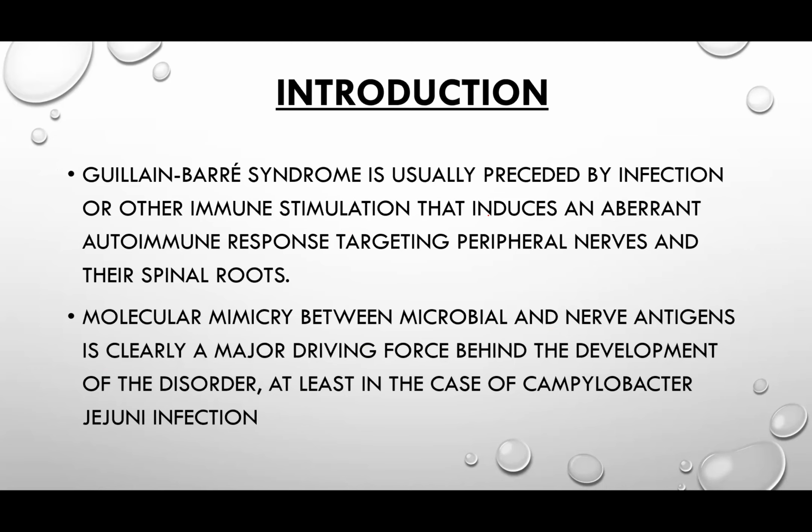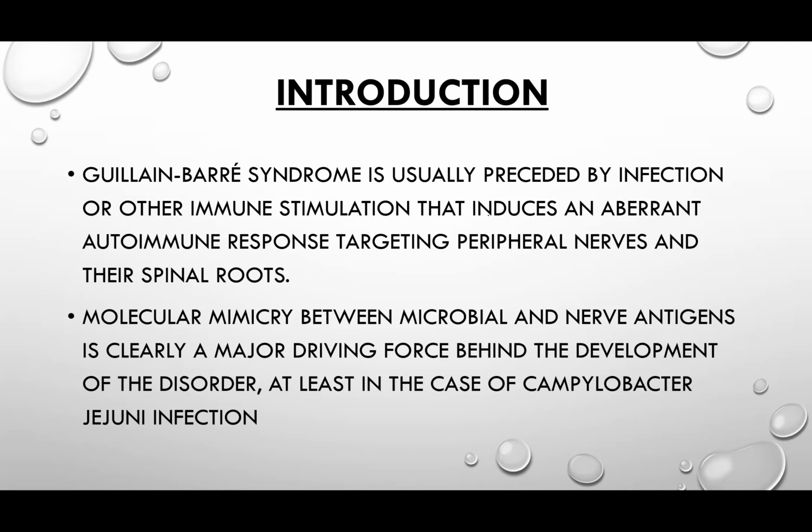Coming to the introduction, Guillain-Barré syndrome is usually preceded by infection or other immune stimulation that induces an aberrant autoimmune response targeting peripheral nerves and their spinal roots. Molecular mimicry between microbial and nerve antigens is clearly a major driving force behind the development of this disorder, at least in the case of Campylobacter jejuni infection.